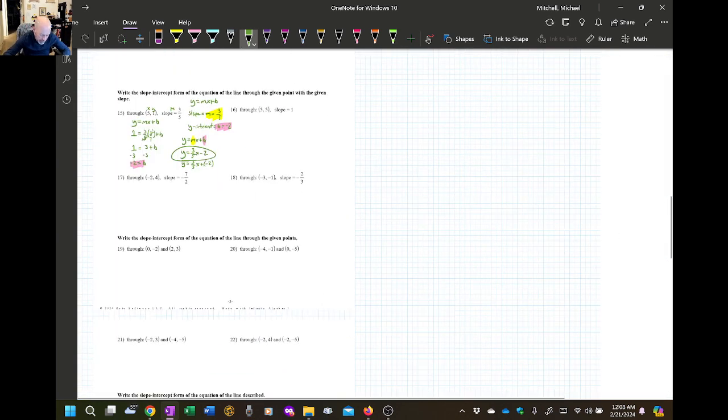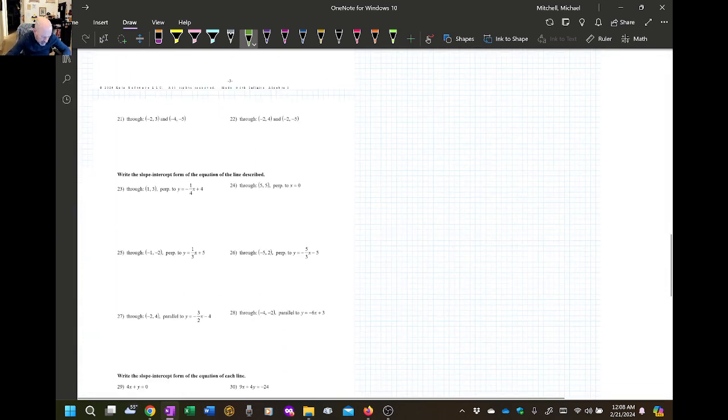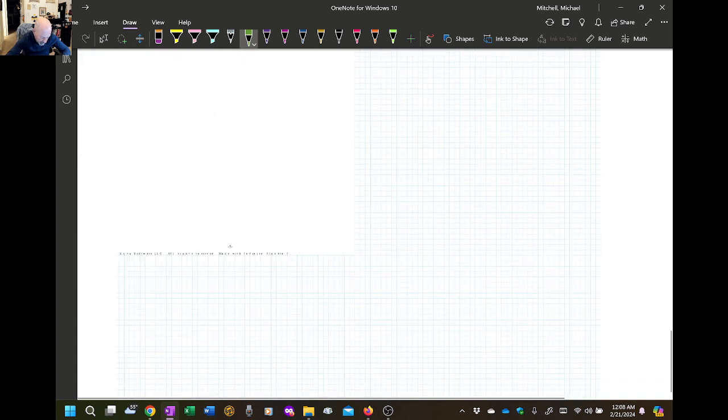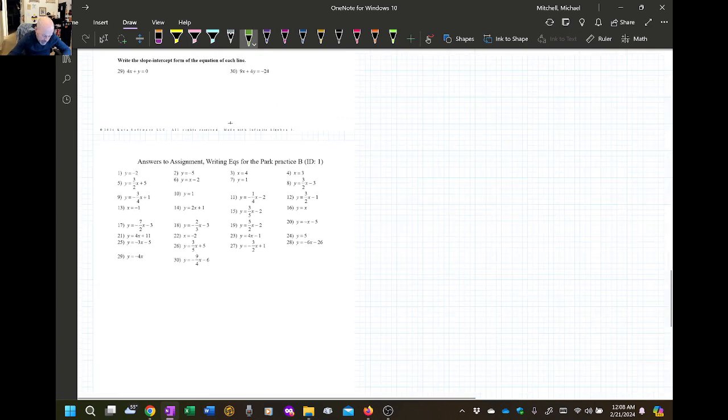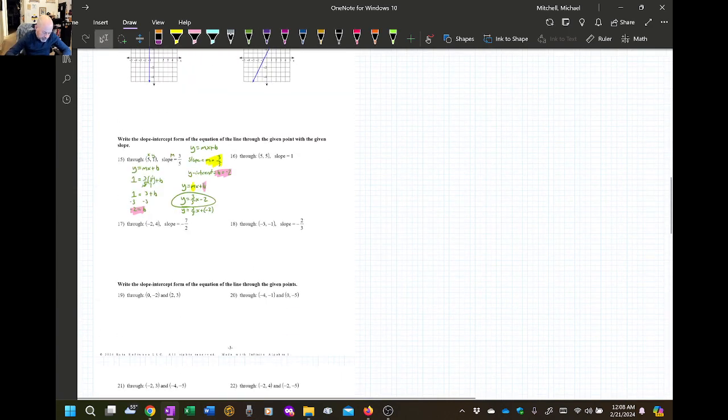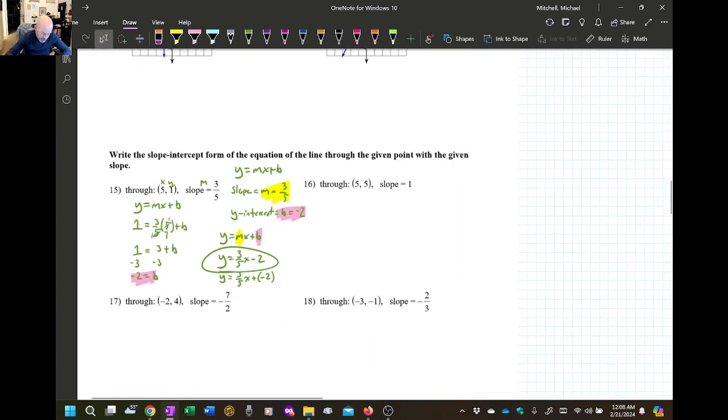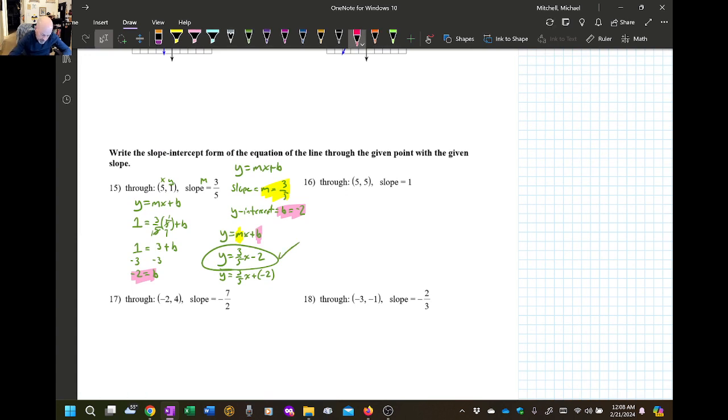Let's go check it for number 15. Y equals 3/5 x plus negative 2. Yep, there we go. I see it. Got my answer. It's looking good. Oops, that's not my red pen. It said I was on my red pen. There it goes. And we got the answer.